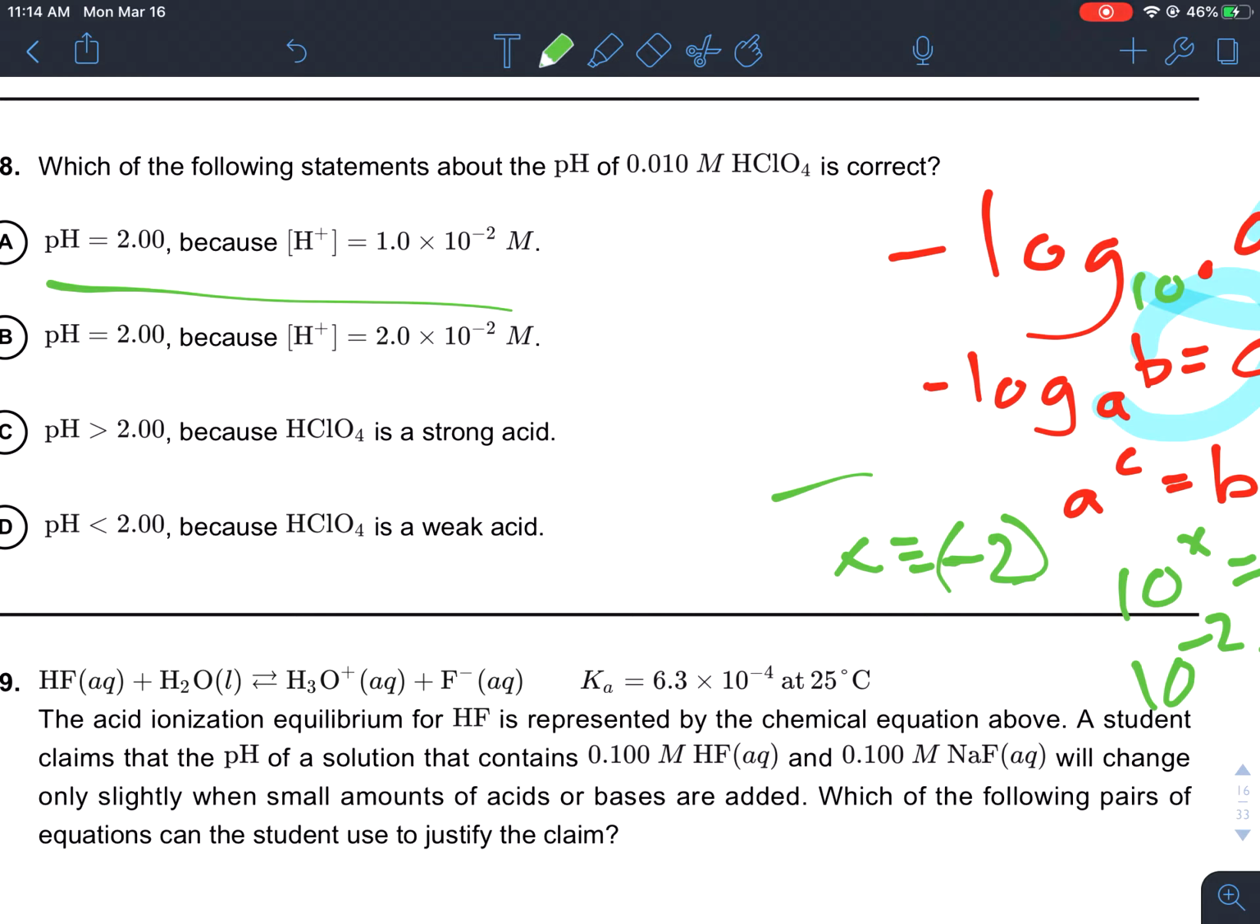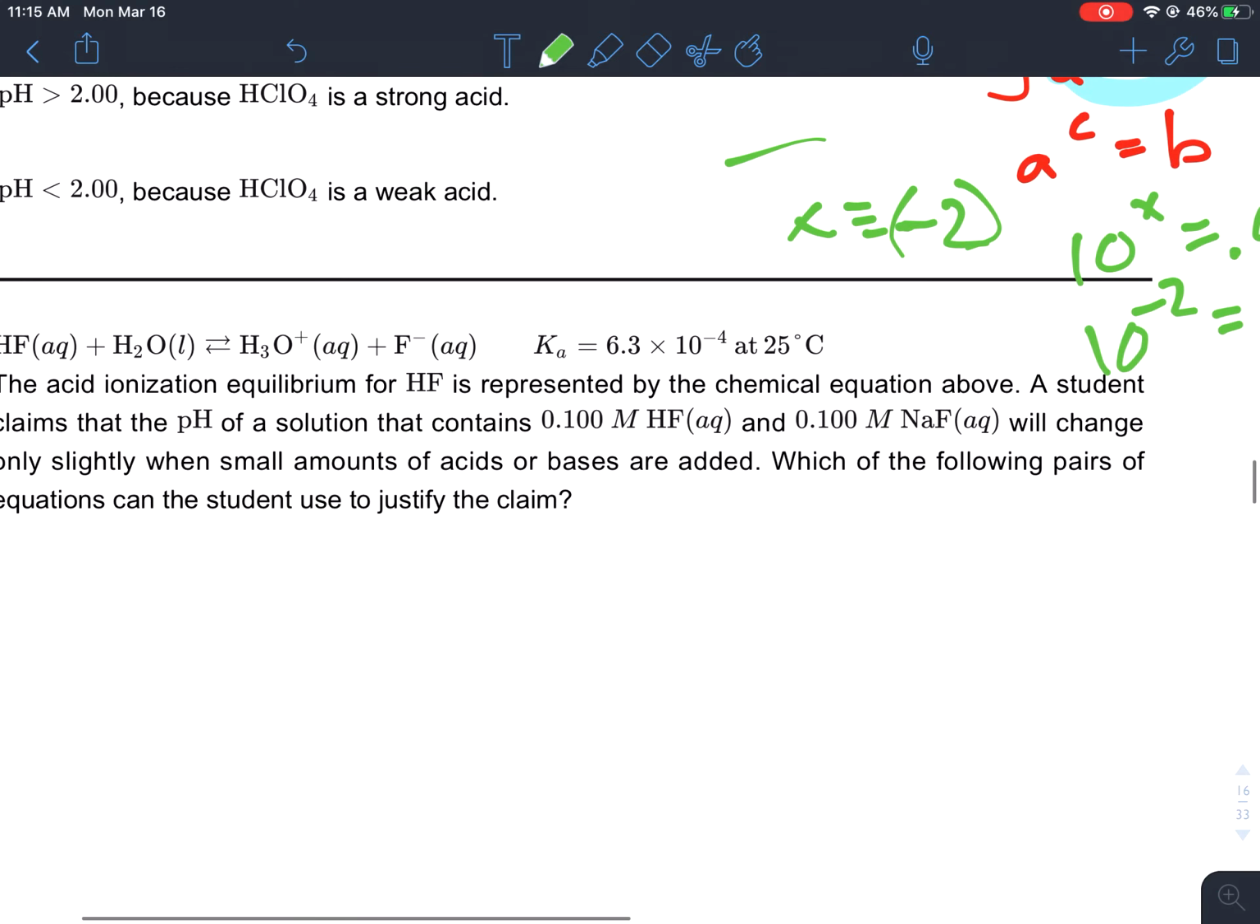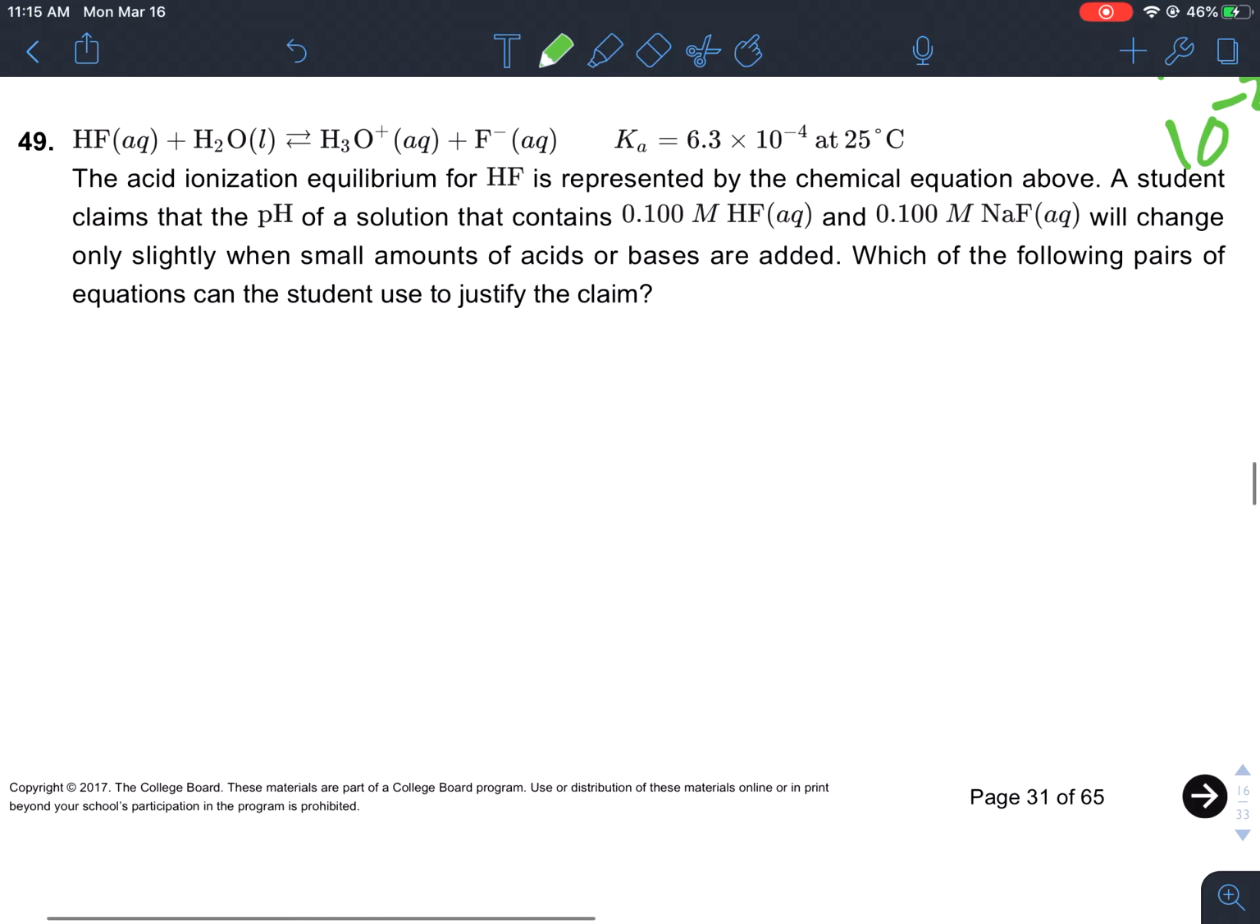Okay, let's go to question number 49. HF plus water yields H3O plus F minus. Ka is equal to 6.3 times 10 to the negative 4 at 25 degrees Celsius. The acid ionization equilibrium for HF is represented by the chemical equation above. A student claims that the pH of a solution that contains 0.1 molar HF and 0.1 molar NaF will change only slightly when small amounts of acid or base are added. Which of the following equations can justify this claim?